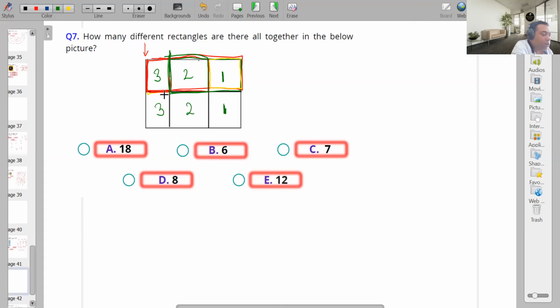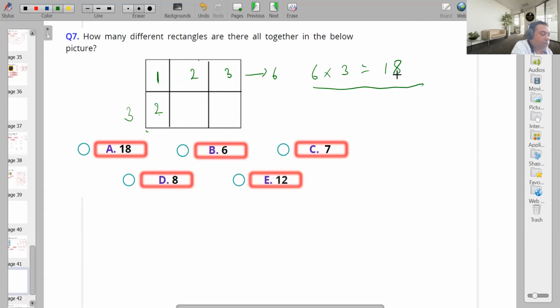Okay, and if you club all of this, you'll be able to make again 3 plus 2 plus 1. So if you take this like this, you'll be able to make 3 plus 2 plus 1. Right? So we can do it in such a way, let's understand this. In such a problem, what we need to do is add 1, 2, and 3. That's 6. And 1 and 2, that's 3. Okay, 1 plus 2 is 3. So 6 times 3 is equal to 18. You'll be able to make 18 rectangles from this.